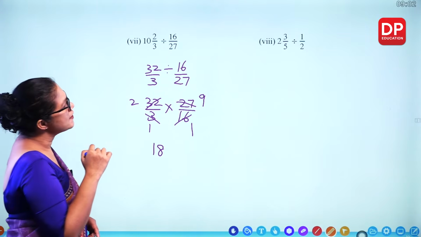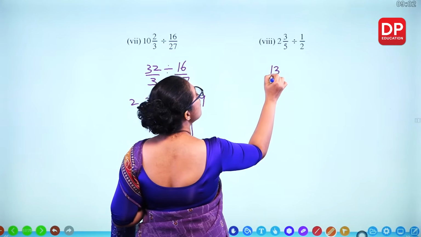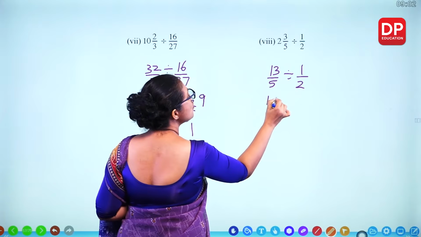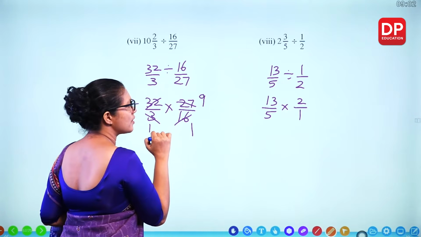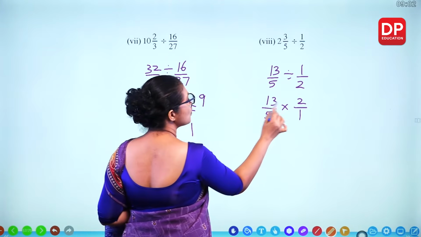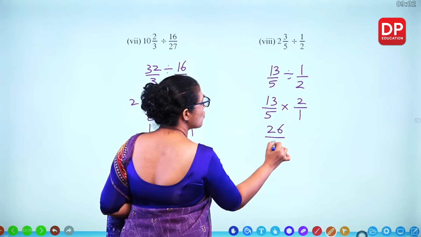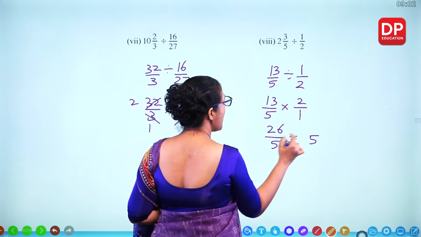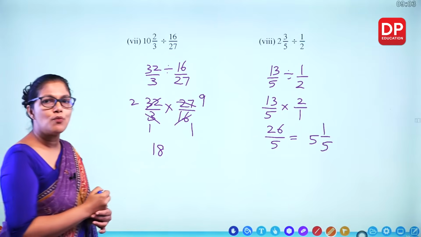2 and 3/5. Convert to improper fraction. 13 over 5. Divide by half. Division you can convert to multiplication with the reciprocal. You can't simplify. So 13 times 2, 26 over 5 as a mixed number. This is 5, 25 and 1/5. 5 and 1/5.